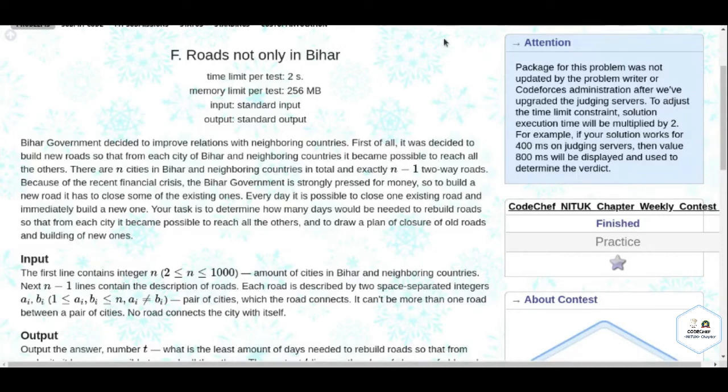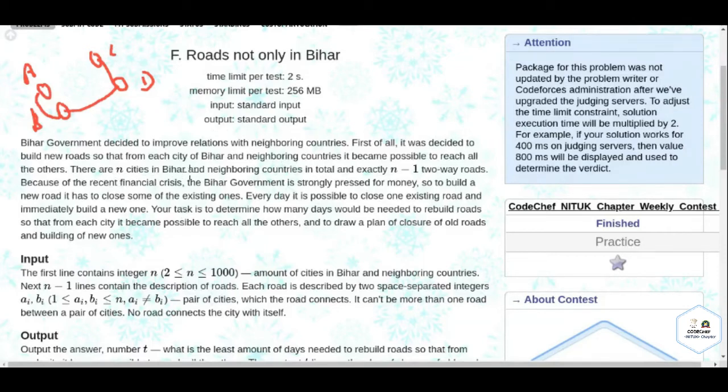Okay, so what does this mean? It means if this is a city in Bihar, this is also a city in Bihar, and this is a city in some other country, and this is also a city in some other country. So we have to build roads such that we can reach from, let's say, A, B, C, and D. We can reach A to B, B to D, and D to C. Now, if we build these 3 new roads, we can reach A to D via B. We can reach A to C via B and D. Okay, so that was decided.